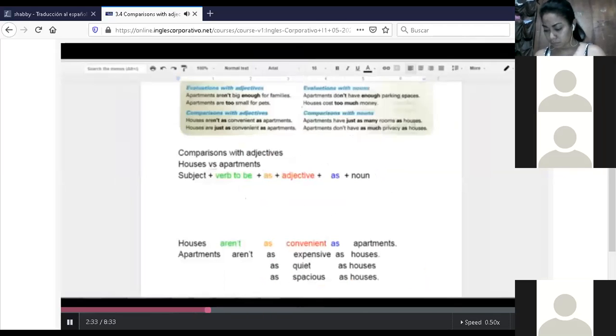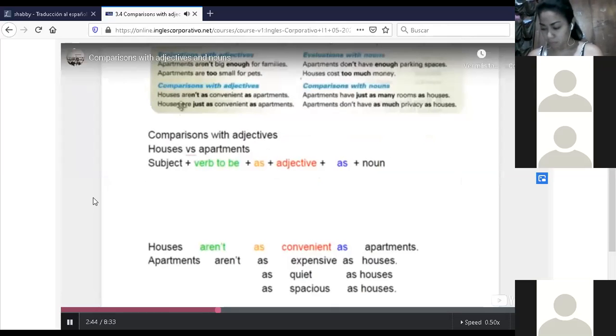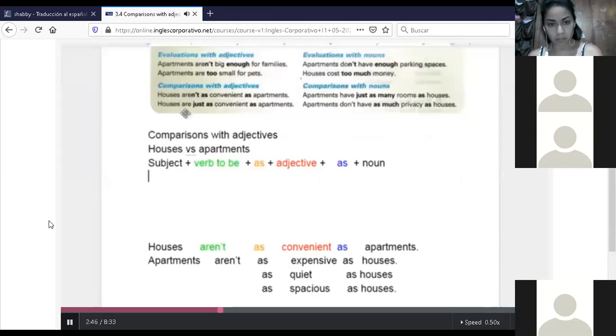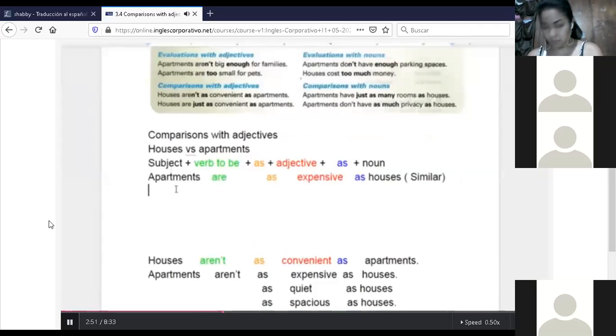What I would like to do now is explain how to express similarities. That means that they are the same or almost the same. And that's our last example there. Houses are just as convenient as apartments. That opinion means that they are the same. So I want you to take a look at that example.